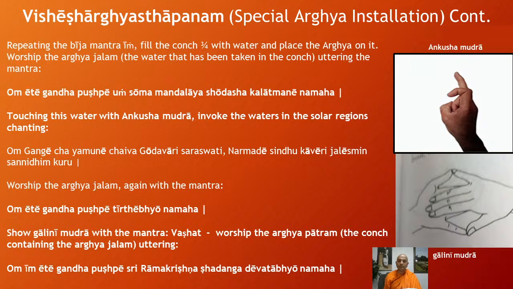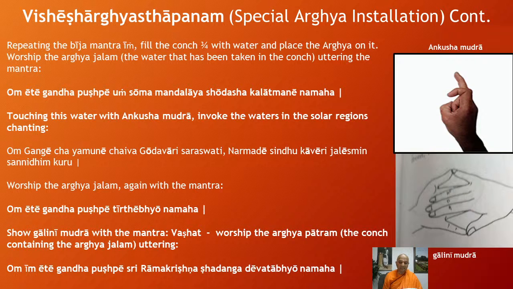So that is the way you have worshipped the water with the flower dipped in sandal paste. Then show Galini mudra. So you can see that Galini mudra is there. Last time I explained what the Galini mudra is, and I also showed how to do it. I'm showing it in the hand like this. This is the Galini mudra. Okay. Then by using this Galini mudra, what is done? Showing Galini mudra, uttering the mantra Vashat. You have to utter the mantra Vashat.